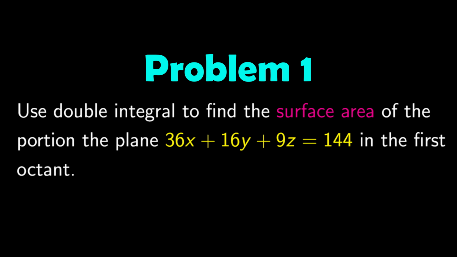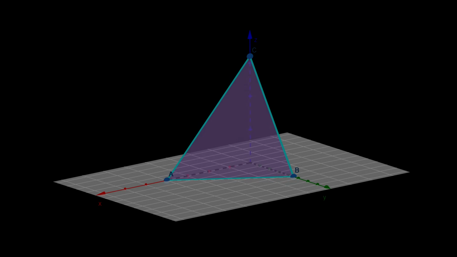In this video, let us use the concept of double integral to find a surface area. In the first problem, find the surface area of a plane in the first octant, where the plane equation is given by 36x + 16y + 9z = 144.